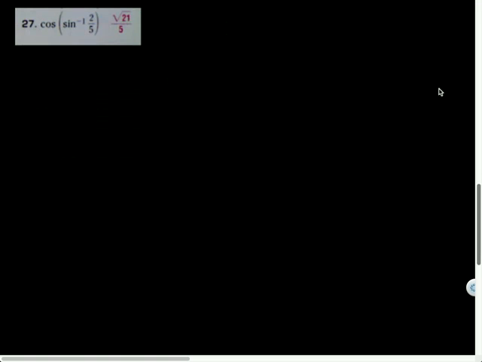So let's see, 21. Let's see, sine inverse of 2/5 is going to give me an angle. Let's actually draw a picture of this, all right? So sine, for my little triangle, is 2/5. So I'm getting the angle for which sine is 2/5. Sine is the ratio of opposite to hypotenuse. So the opposite is 2, the hypotenuse is 5. So cosine of this angle is going to be adjacent to hypotenuse, but I'd have to actually do some Pythagorean work to get that, right?